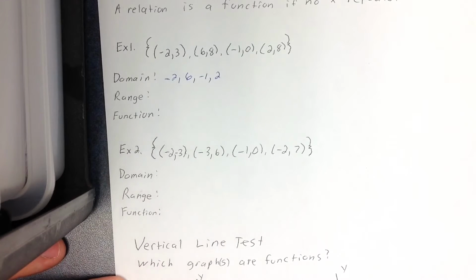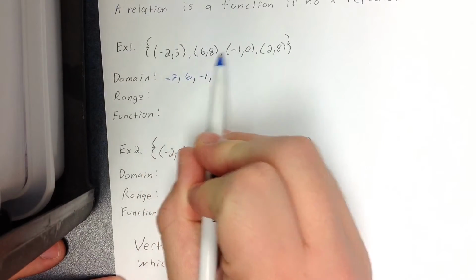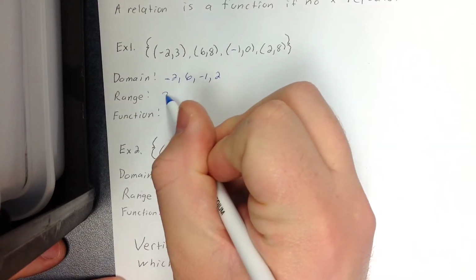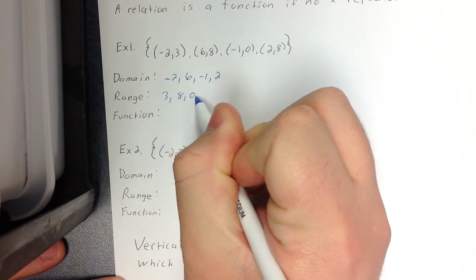The range is all the y values, or the second number in each parentheses. So the range would be 3, 8, 0, and 8.